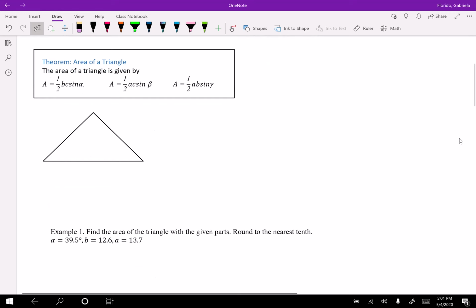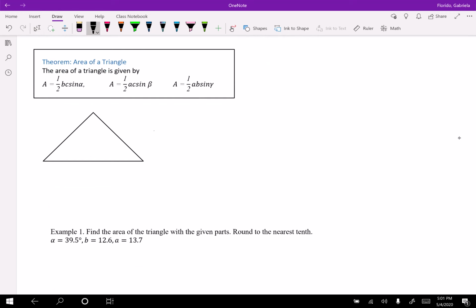But we've been working with a lot of oblique triangles in this chapter, and so we're gonna have to use a little bit of different formulas to actually find the area of the triangle that we're working with. So let's look at this theorem, the area of a triangle. The area of a triangle is given by any of these three formulas. Okay? And again, it depends on what you have. That's going to determine which formula you're going to use.